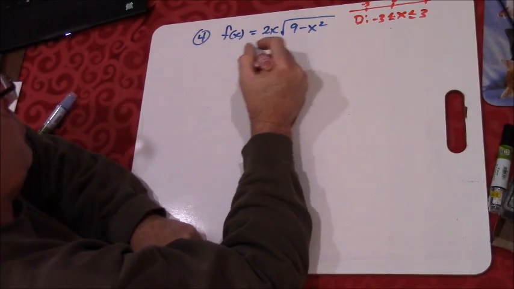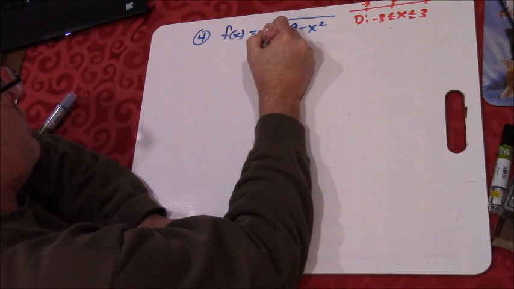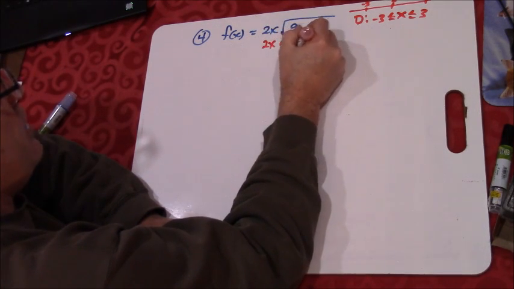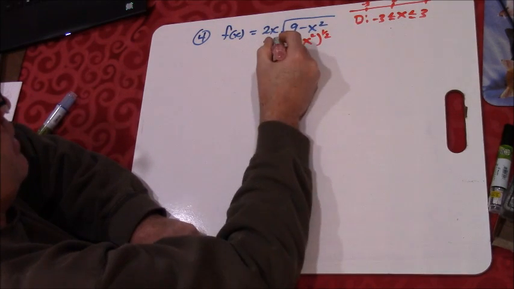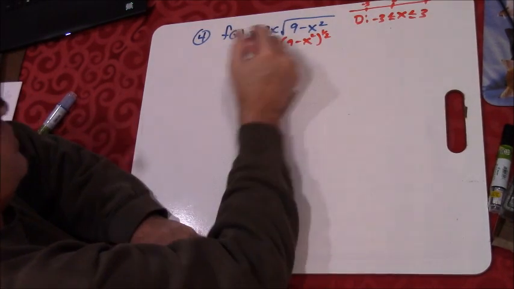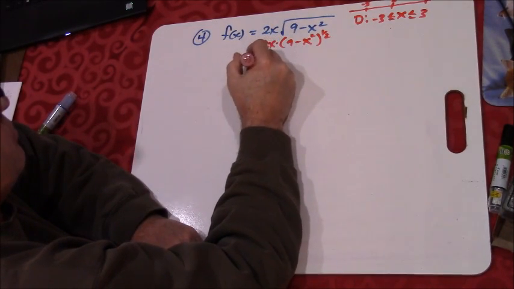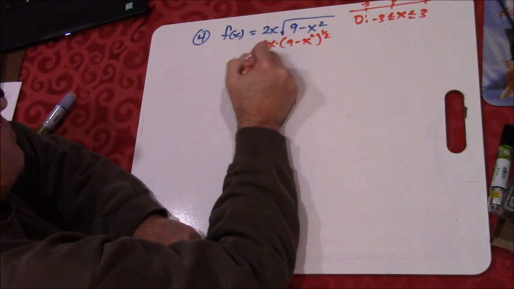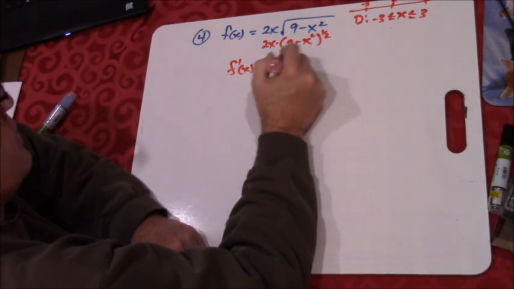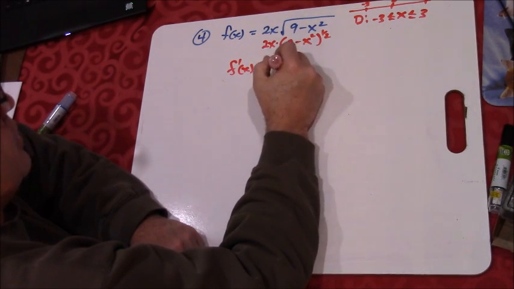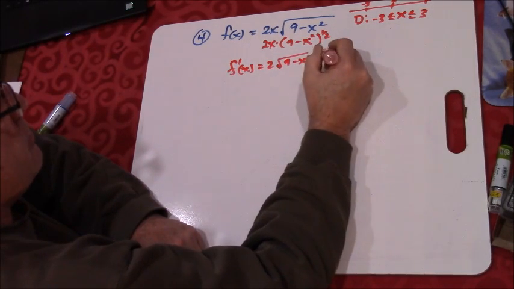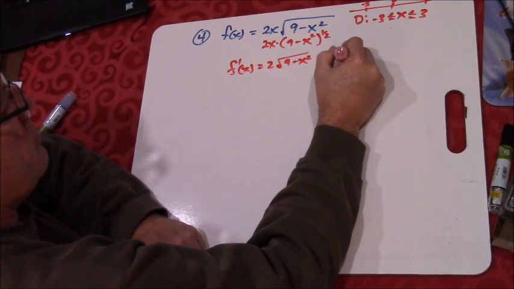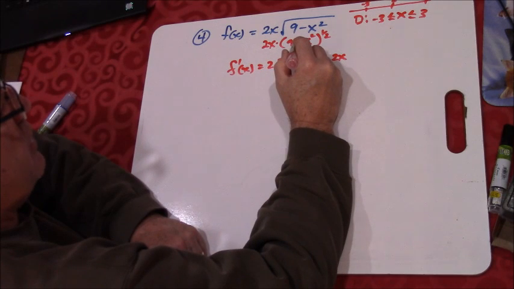Alright, so when I do the derivative, I'm going to think of this as 2x times (9 minus x squared) raised to the 1/2. I've got another product rule. So I'll take the derivative of the first piece, which is 2, times the second piece. I'll just go ahead and leave that as a square root. Plus, leave the first piece the way it is, and take the derivative of this.